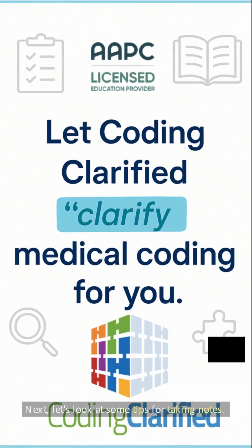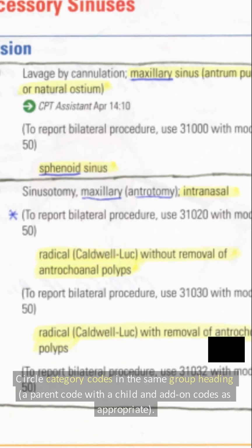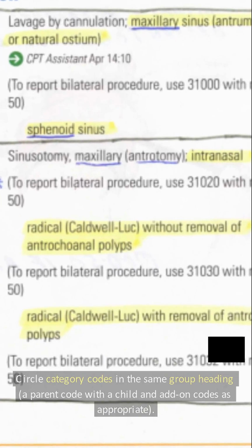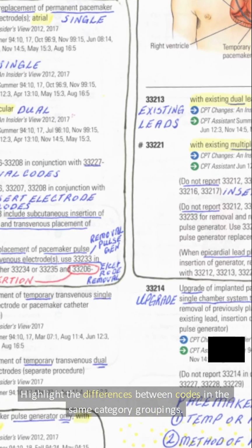Next, let's look at some tips for taking notes. Circle category codes in the same group heading, a parent code with a child and add-on codes as appropriate. Highlight the differences between codes in the same category groupings.